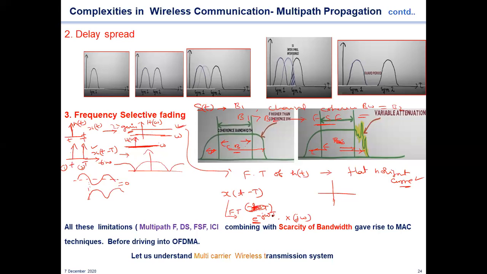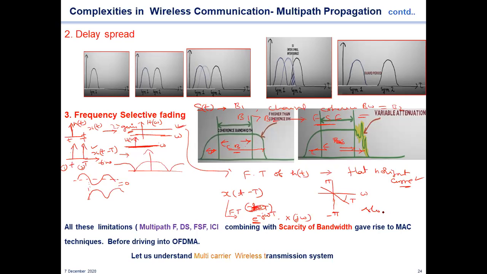This is the j omega T term. That means it rotates, and e to the power j omega T always rotates in the anti-clockwise direction like this. It rotated with an angle of omega T. This is pi, this is minus pi. This is the slope actually.